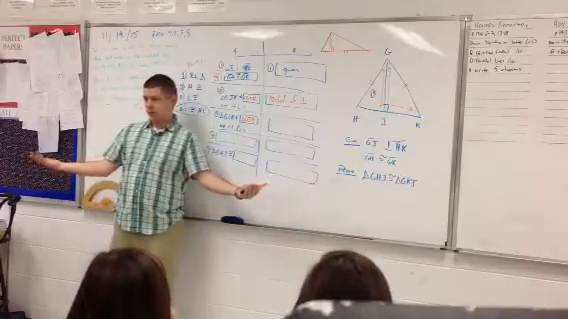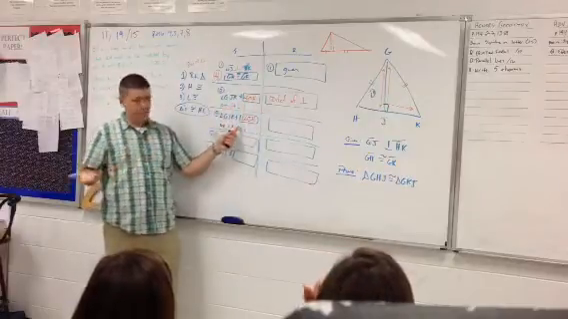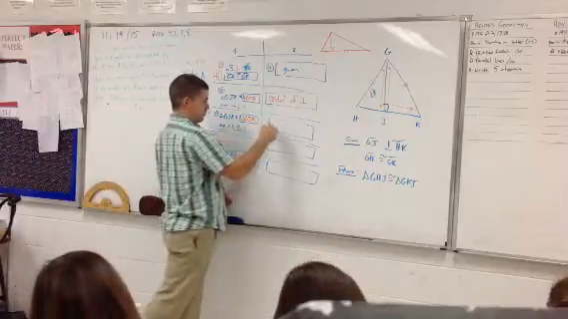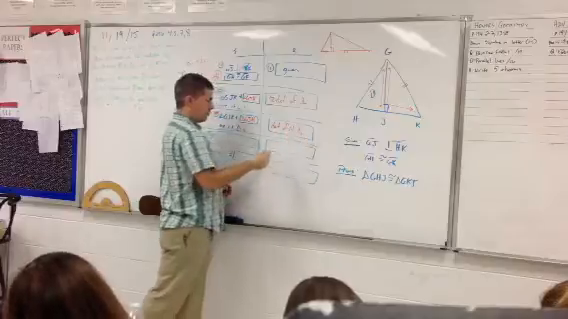A triangle with a what? Right angle. Does this triangle have a right angle? Yeah. So why does this have to be a right triangle? Definition of right triangle. That's it. Definition of right triangle.